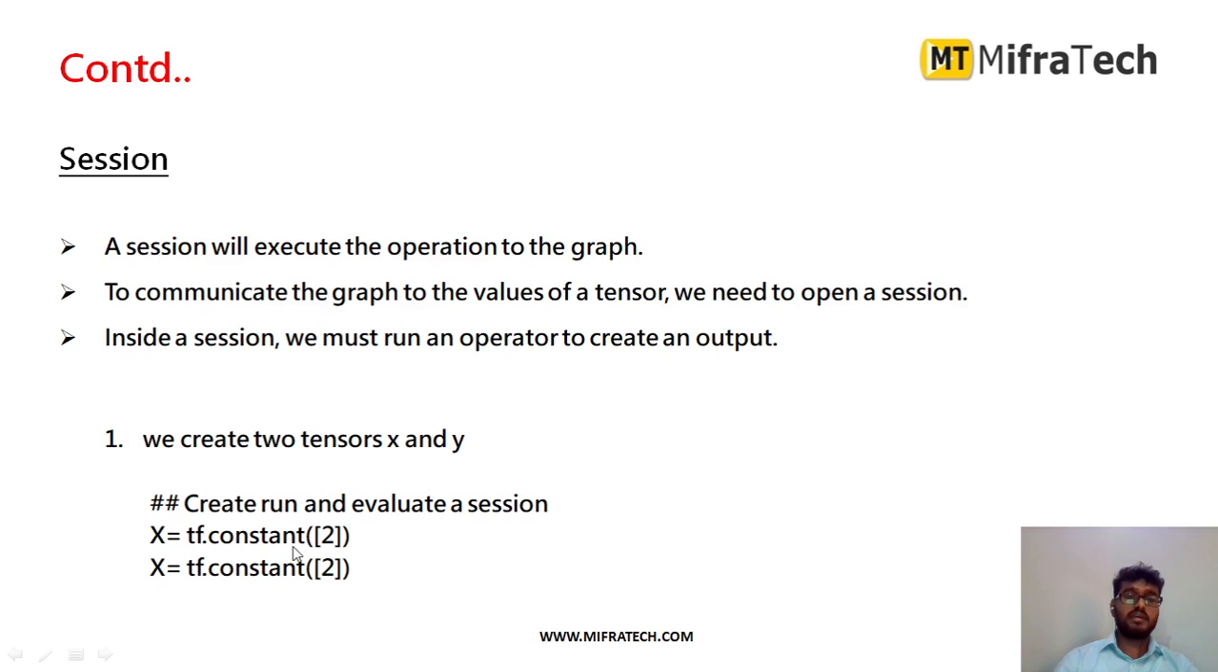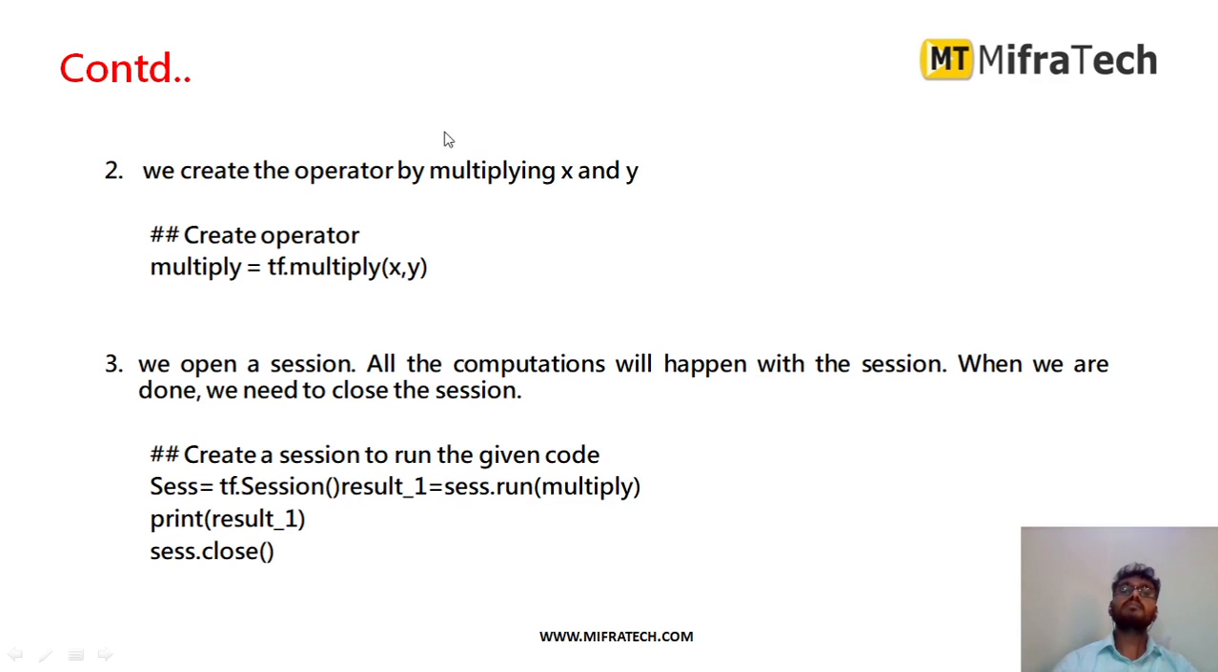First we will use x = tf.constant of, then y = tf.constant of. After creating two tensors, we'll create the operator by multiplying. So we use the multiply operator, that is tf.multiply, where we operate between x and y.